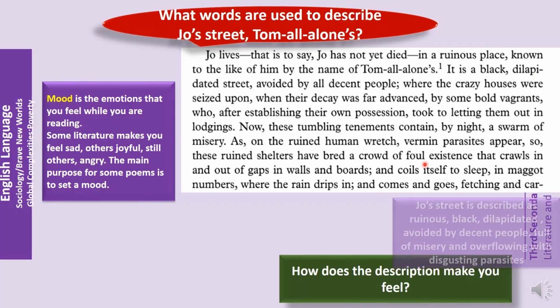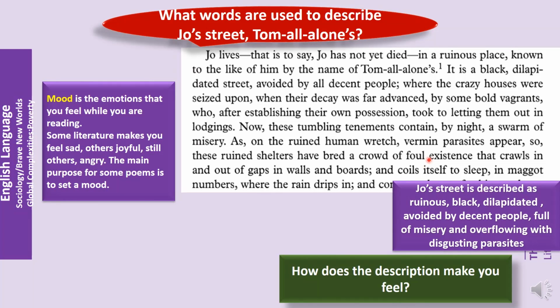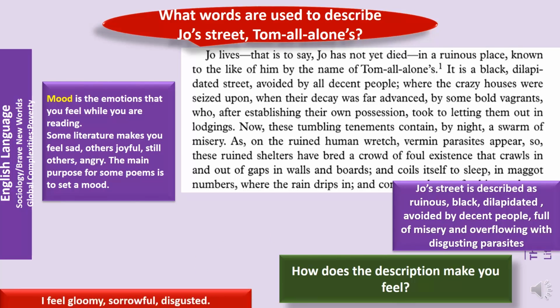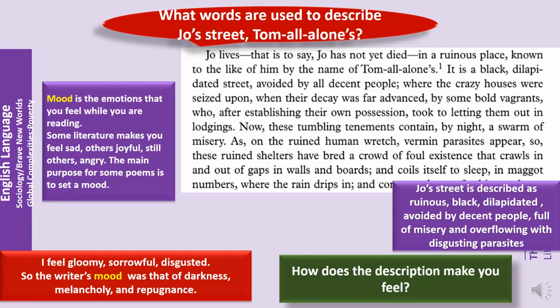Well, how does this description make you feel? Joe's street is described as ruinous, black, dilapidated, avoided by decent people, full of misery and overflowing with disgusting parasites. This will make you feel gloomy, sorrowful, disgusted. The mood the writer created was that of darkness, melancholy, and repugnance.